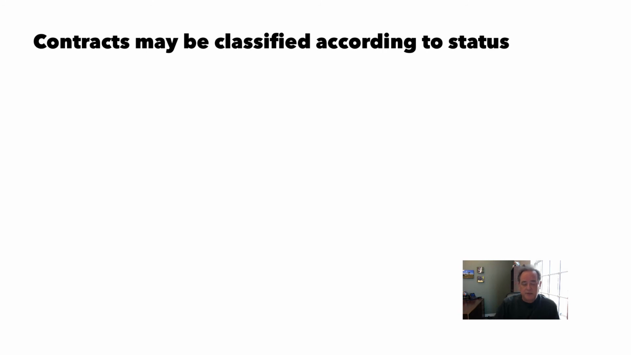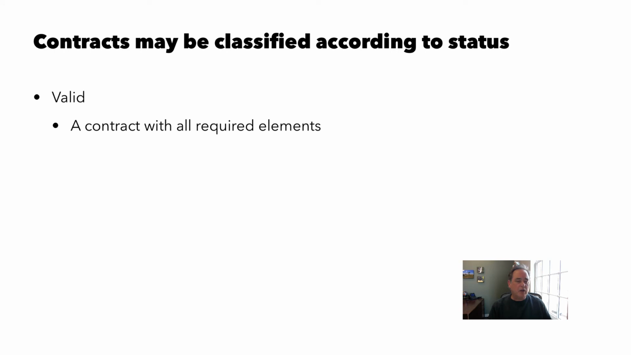Now, contracts may be classified according to their status. The first type of contractual status is a valid contract. A valid contract is simply a contract where all of the required elements are present. So it's a contract that includes mutual assent, offer and acceptance, consideration, and is entered into by parties with legal standing and which has a legal purpose.